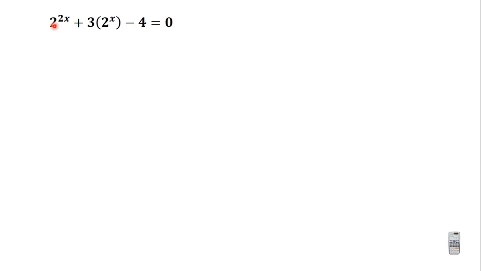You see, we have 2 exponent 2x. 2 exponent 2x can also be written as 2 exponent x in a bracket, then exponent 2. We have plus 3 into bracket 2 exponent x minus 4 is equal to 0. So we have 2 exponent x in this bracket. We have 2 exponent x in this bracket also.